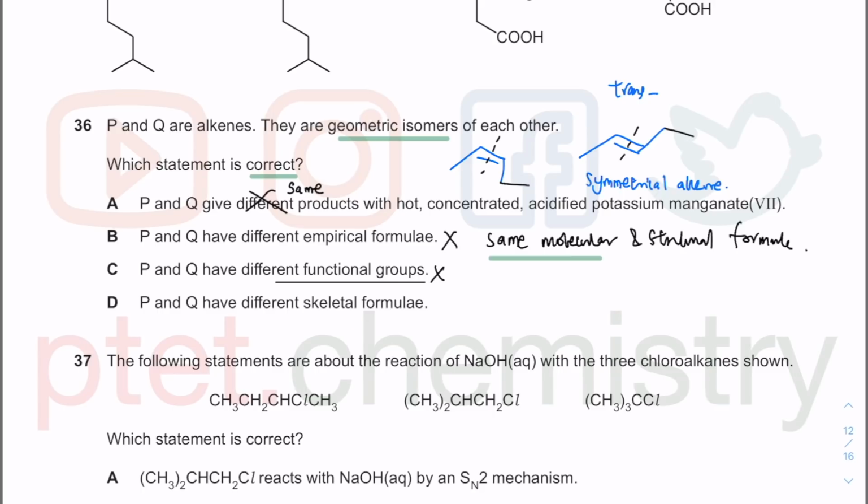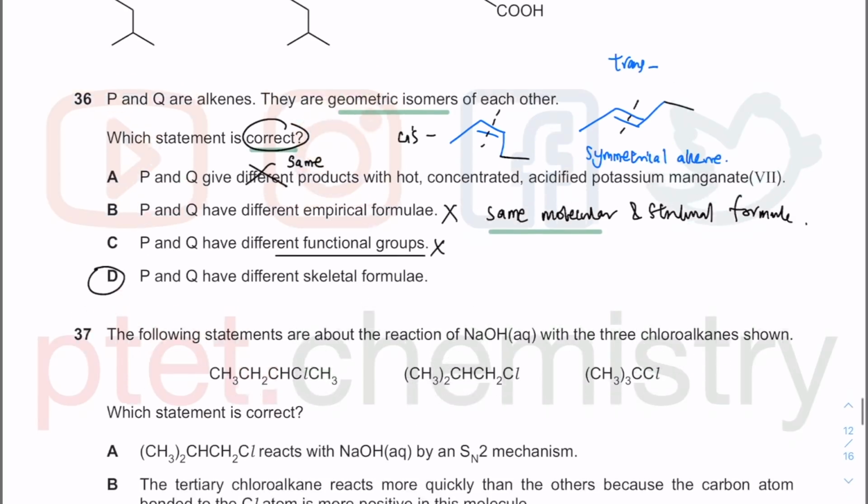Different skeletal formula, yes, I have just drawn different skeletal formula. This is a cis where they're on the same side. These are the trans where they're on different sides. What is correct? Option D is correct there.